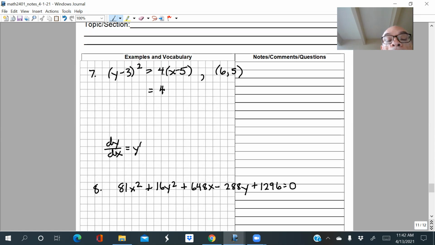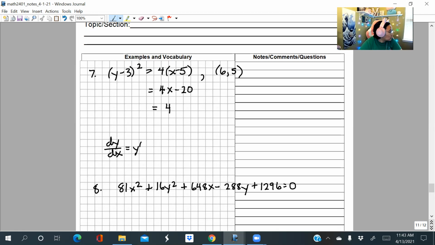Since the right-hand side only involves the variable x, this is really easy to differentiate with respect to x. This is just like differentiating this function. I'm going to multiply the 4 times the (x minus 5). So we have 4x minus 20. So this is just like differentiating 4x minus 20 in the standard way. And when you differentiate that, you would get just 4, correct? Because the derivative of 20 is 0, and the derivative of 4x is 4. Okay, so that's very easy to differentiate.